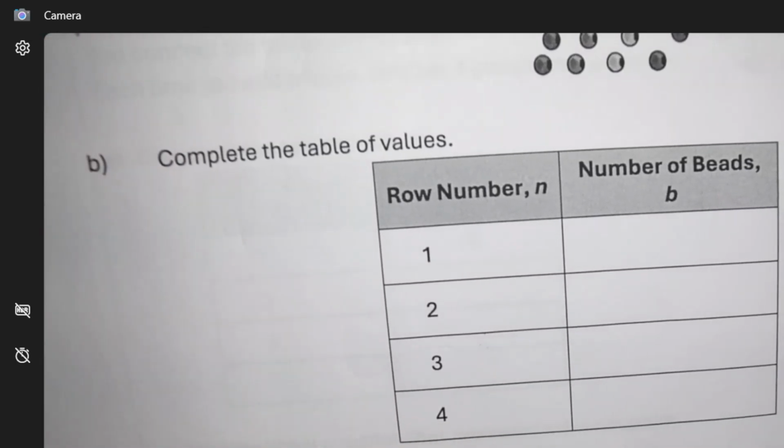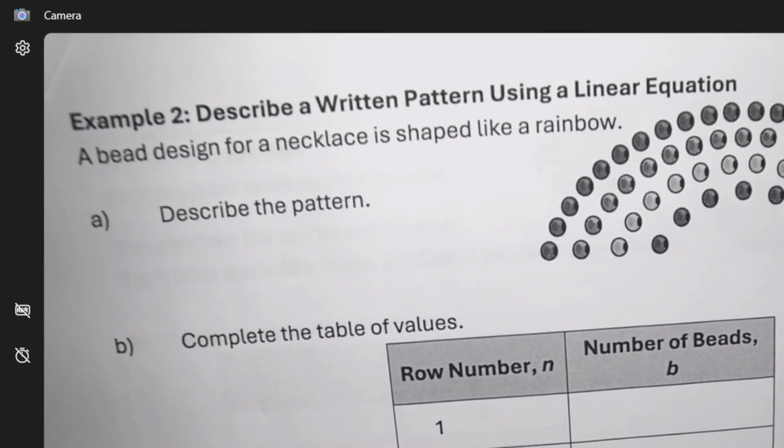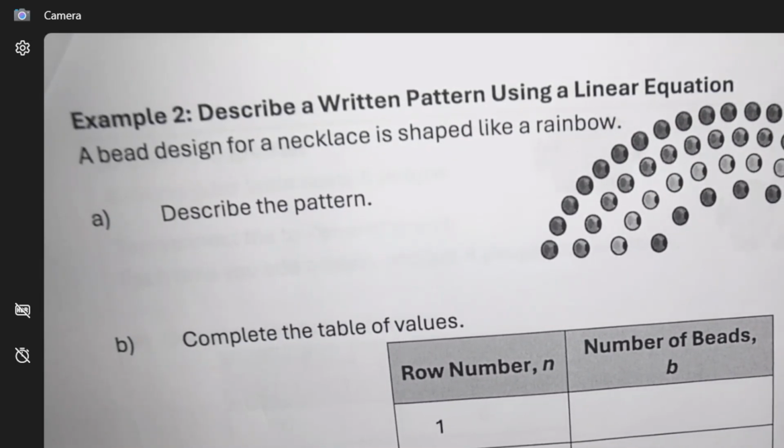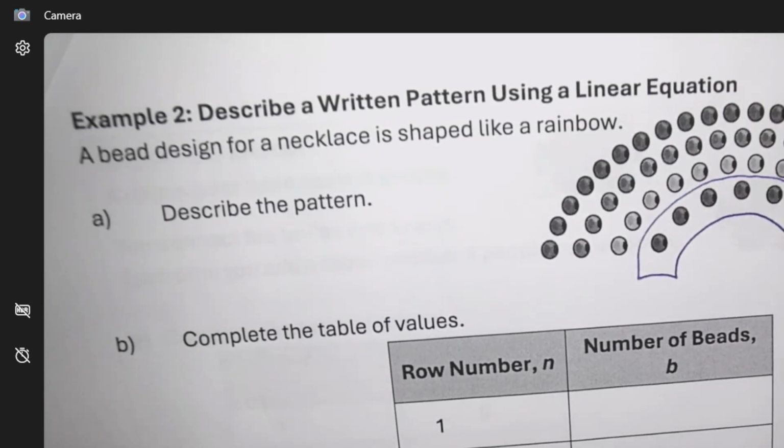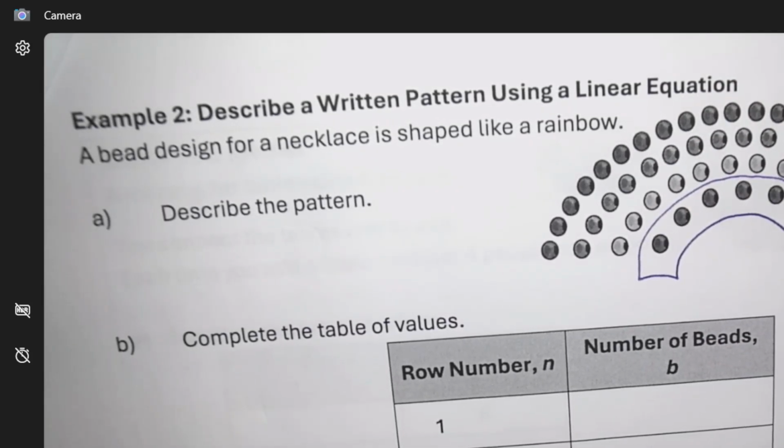Okay, so this one's a little bit different in that row 1. Do you guys see this? This is row 1. Okay? So I need you to count how many beads there are. How about we divide and conquer? Hepzibah's row, you have the first row. Annika's row, I need you to count how many are in the second. Chloe's row, you have the third. And Kate's row, you guys have the fourth. Can you count them up?